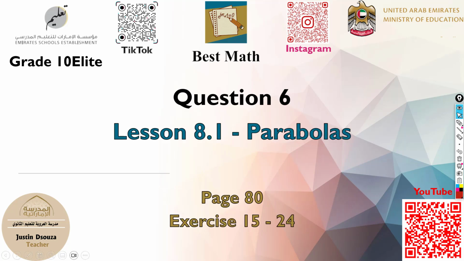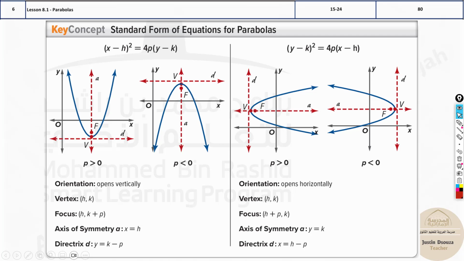Question 6 is about parabolas. Here we need to write the given equation in standard form of parabola, and then find its vertex, focus, axis of symmetry, and directrix. Now here there are some details of parabola. The most important thing is writing the standard form. The given equation must be written like this so you understand what the parabola means exactly. So now here, how do you understand which is vertical or horizontal? That depends on this particular equation, isn't it?